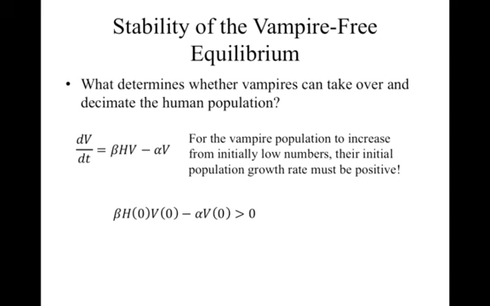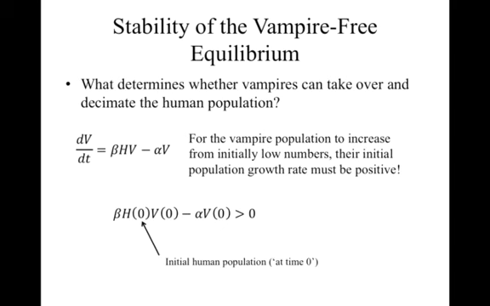But it has to be positive at a very special point. It has to be positive when the vampire population is very, very, very small, or basically 0. And that's because we want that vampire population to take off when I basically don't have any vampires in the system. That's what allows it to grow up to a certain size and then crash.